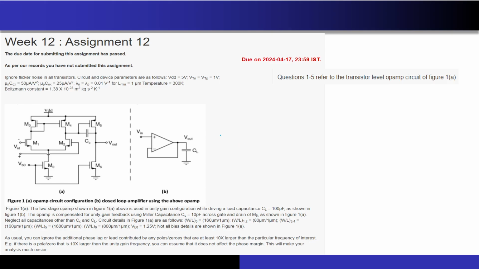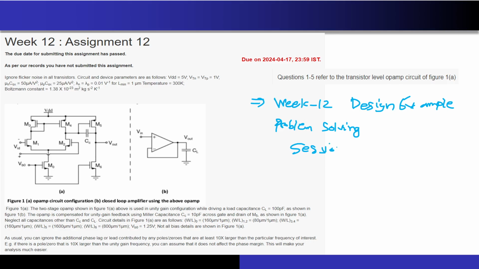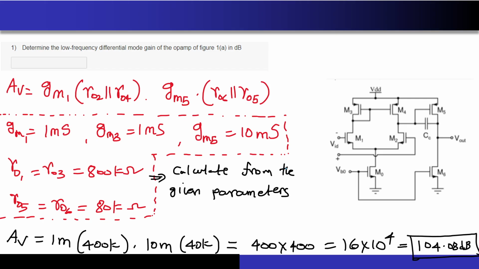For assignment number 12, this particular circuit was also completely covered and the design example was also taken on this. So the design example, if you look, is in the week 12 problem solving session. Correct? Please go back and refer to this week 12 problem solving session. If you guys want to solve any questions, if you don't understand any particular thing, let me just check if I can help you and solve any particular sum in this particular problem. That is assignment number 12.